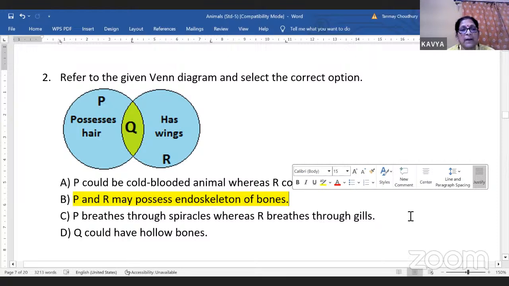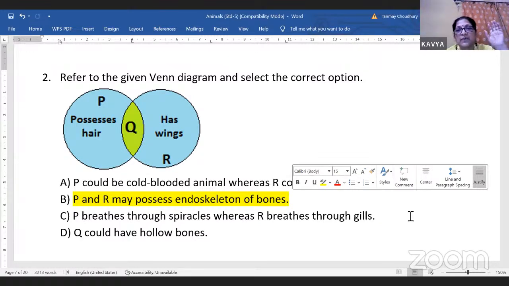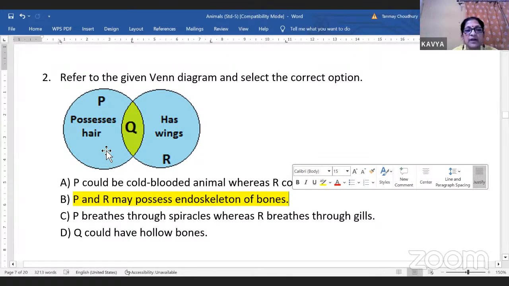Okay. P breathes through spiracles. Again, I had told you, that is why I was doing all that revision before we started the question, so you know some terms before we start with the questions. Spiracles are openings present in insects from where they take in oxygen from the air. So P breathes through spiracles, but insects do not have hair. So this is not the correct answer.